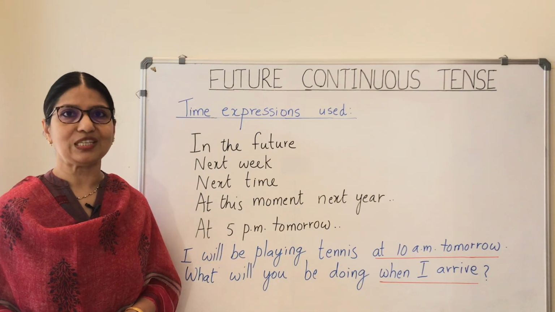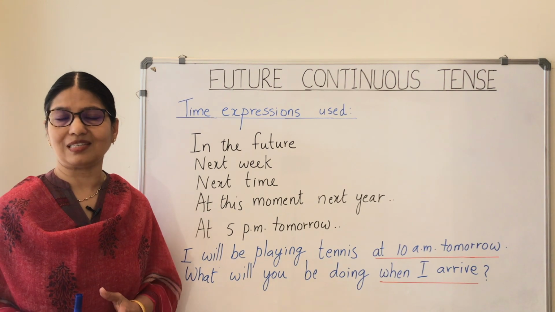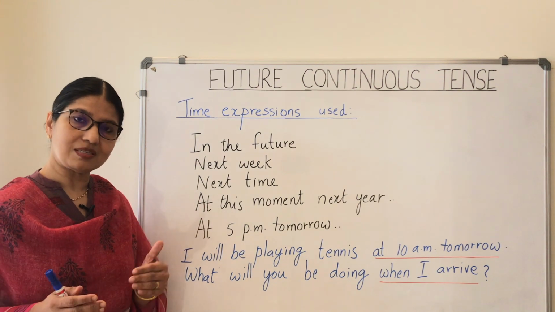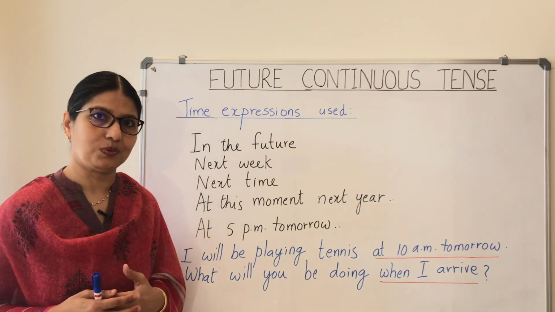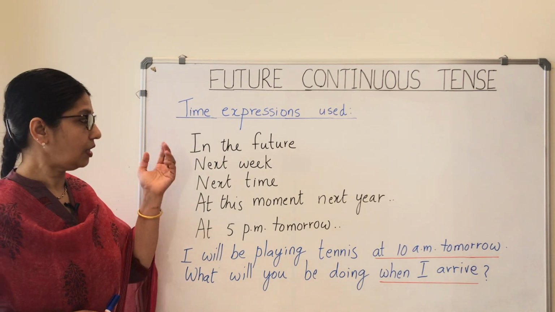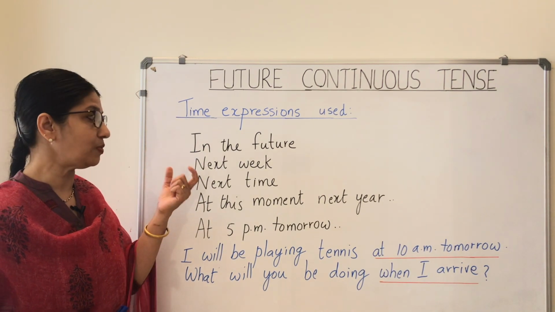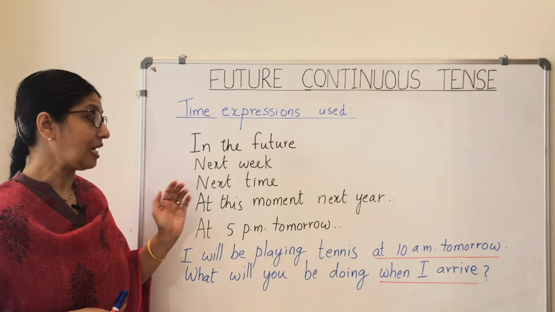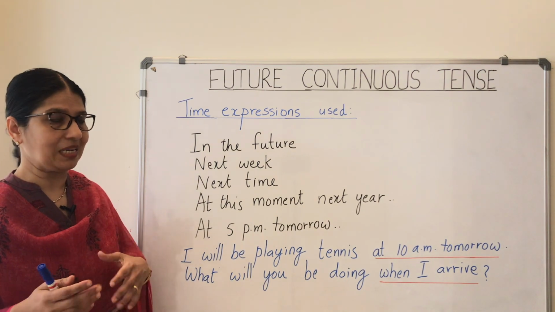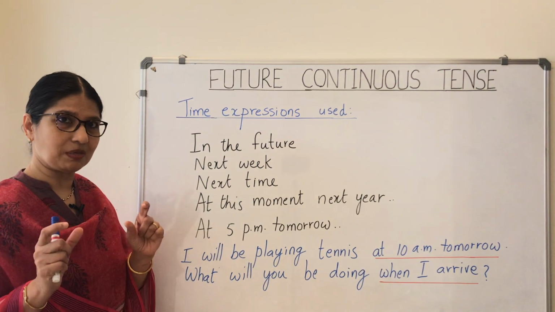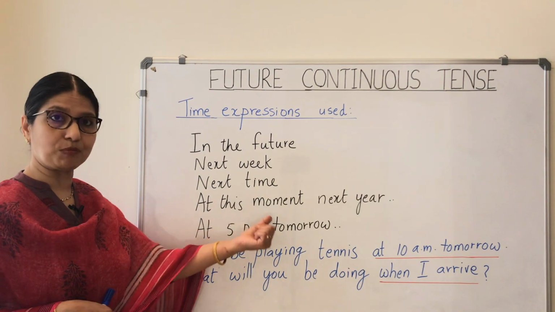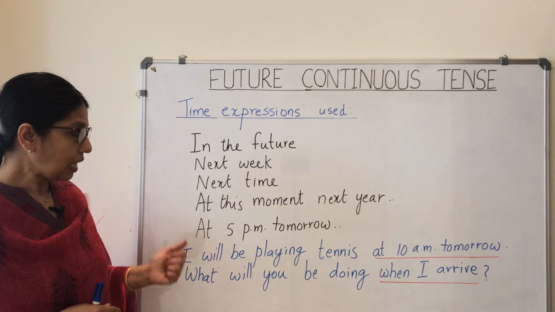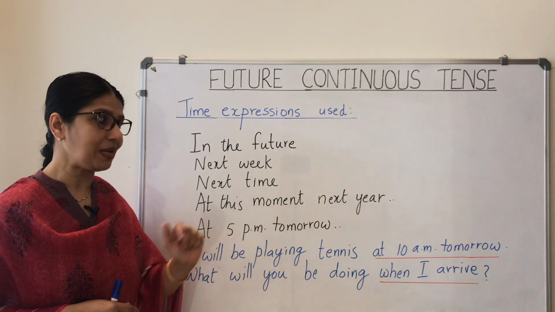When we use the future continuous tense, the listener usually understands what time we are talking about. And these time expressions help the listener to know what time we are referring to. So for example, here we have in the future, or sometimes we use next week or next year, next month, next time, at this moment next year, or at this time next year. Or we may talk about a particular point in future, at 5 p.m. tomorrow, and so on. So here you have some examples. I will be playing tennis at 10 a.m.